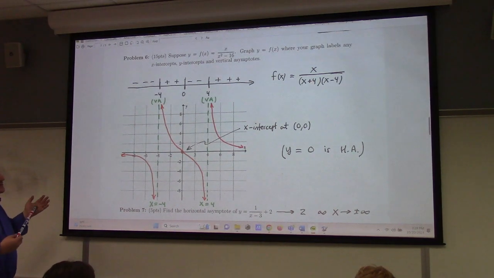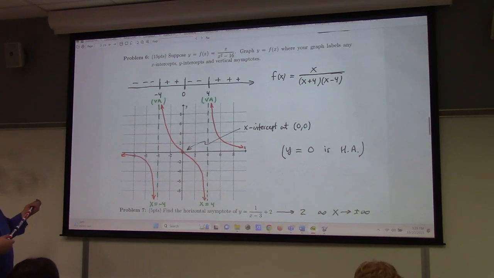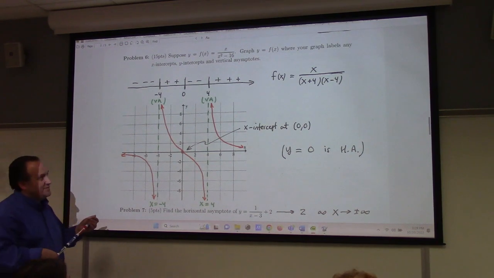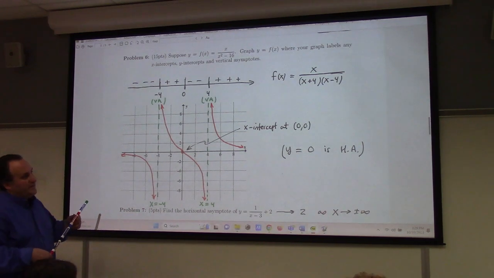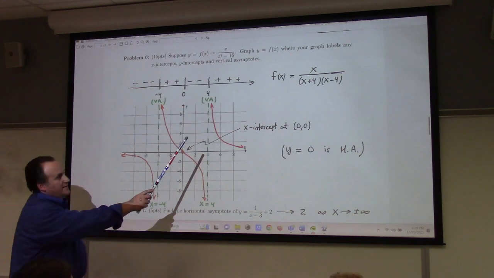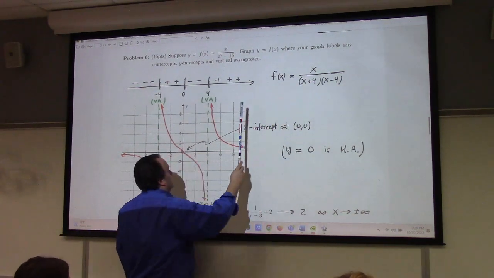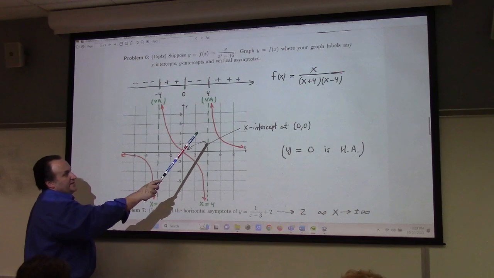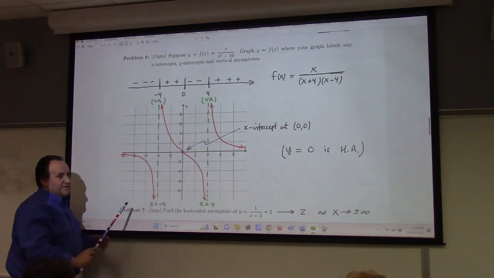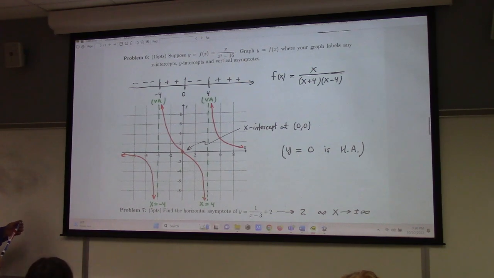Let's see here. Oh, yeah, this problem. So I think this one, no holes, right? Why are there no holes? Yeah, there's nothing to cancel out top and bottom. So on the other hand, this one does have an x-intercept because of the x upstairs, right? So that means it goes through 0 at 0 because of this guy, right? And the plus and minus 4, those are vertical asymptotes. That means that the graph doesn't cross there, but it gets really big in the positive or negative sense at those vertical asymptotes.